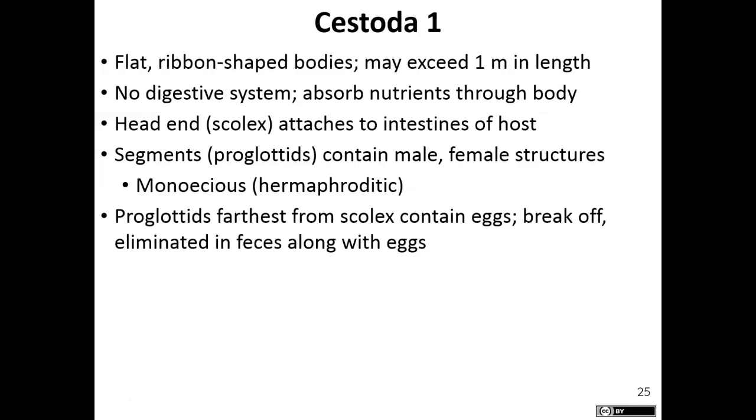So these flatworms actually have both male and female structures. So they're called monoecious, or hermaphroditic. They can actually have sex with themselves, producing more worms or more eggs. And so the structures that are farthest away from the head, or the scolex, contain eggs, and these structures break off the worm and are released along with feces.